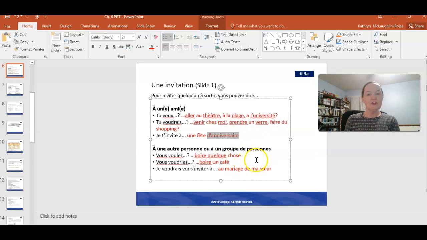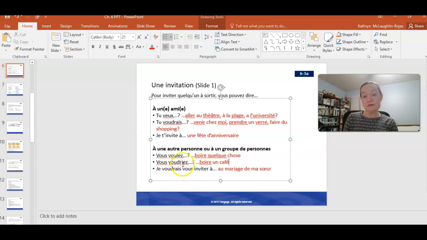Okay. To use some somewhat more formal invitation questions, maybe à une autre personne ou à un groupe de personnes. So this could be a person maybe that you have a less familiar relationship with, maybe someone who has authority over you, like a boss or something, or a group of people. So maybe it's a group of people you know well, it just happens to be a group. So you could say, vous voulez boire quelque chose? Do you want to go drink something?